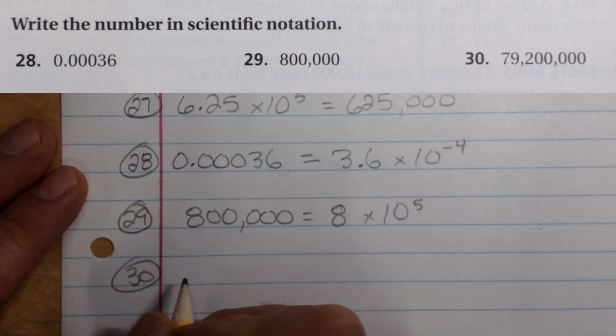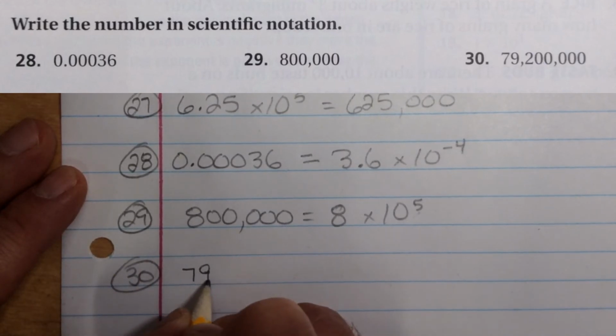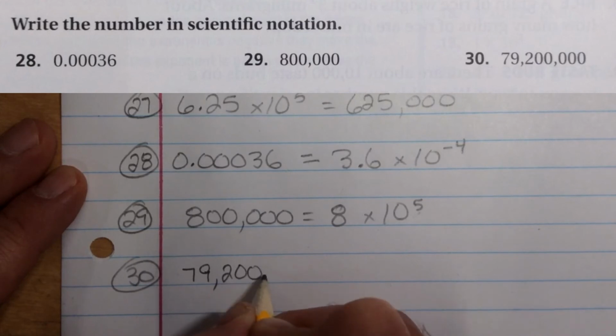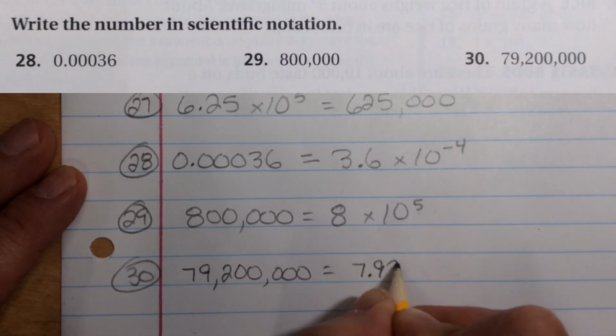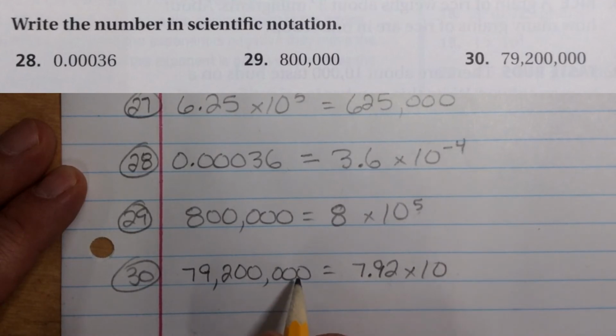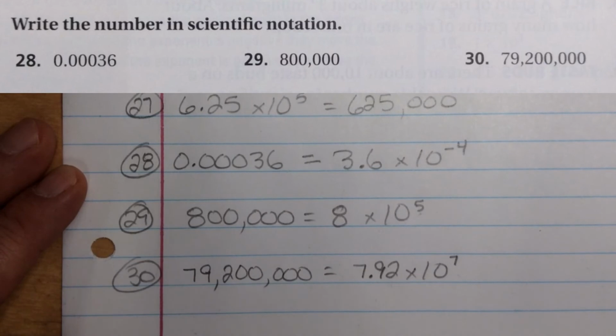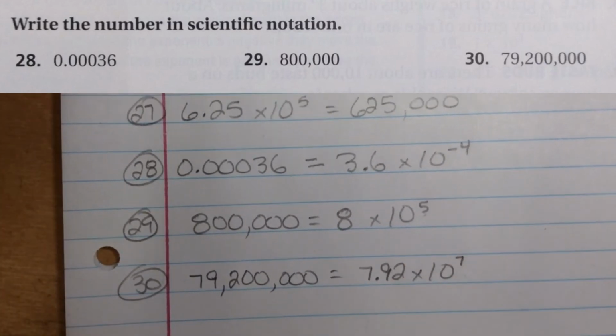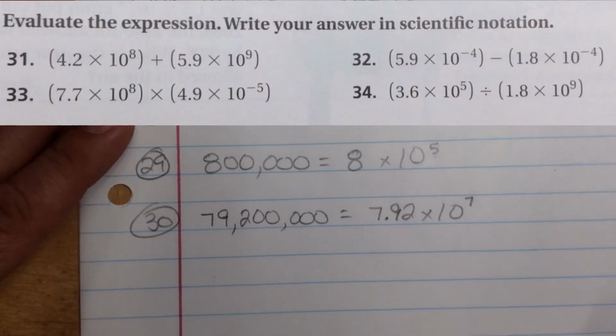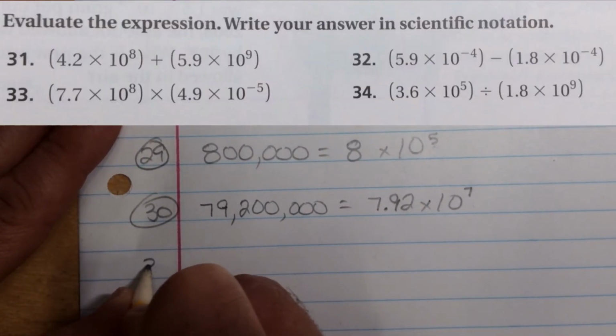30, 79,200,000 equals 7.92 times 10, 1, 2, 3, 4, 5, 6, 7 to the 7th power. And then the last 4 problems where you're adding, subtracting, multiplying, and dividing some numbers that are in scientific notation.